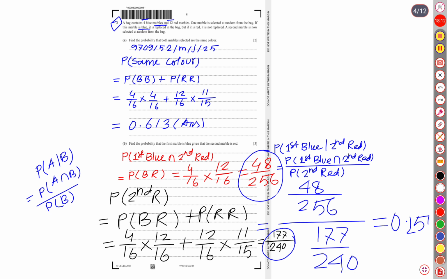2, 5 and 4. So our answer to the question is 0.254. I think you have understood the point. Our fundamental formula is this, that probability of A given that B equal to probability of A intersection B over probability of B.